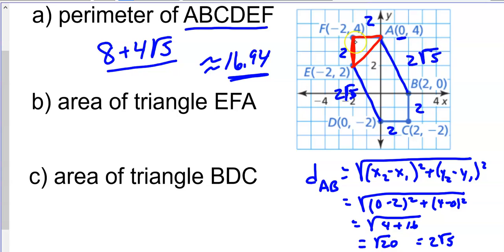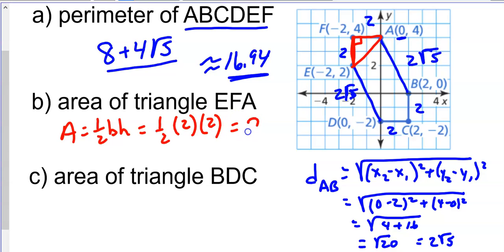Okay, well, since we know this is a horizontal and a vertical line, that's our right angle. Area of a triangle, 1/2 base times height. So my base and my height are both going to be 2. So that area would be 2 units squared.